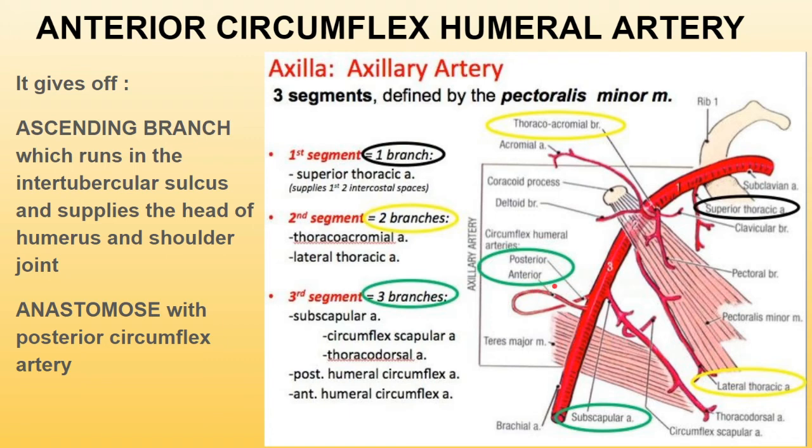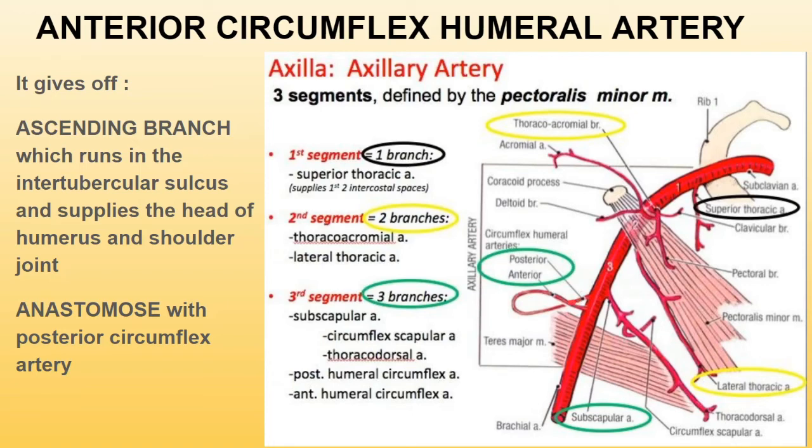Okay. Now this artery actually arises at the lower border of the subscapular muscle. Remember, lower border, subscapular muscle. And it actually runs in the front of the intertubercular sulcus of the humerus. Humerus bone has the intertubercular sulcus. So it runs in that and ends by anastomosing with the posterior circumflex humeral artery. As you can see, this anterior one anastomoses with the posterior one.